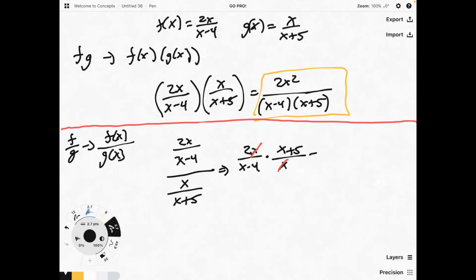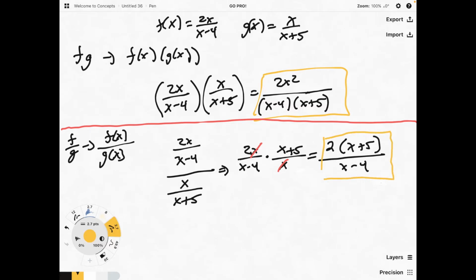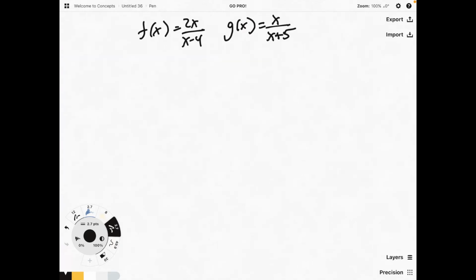And then all we need to do is multiply across. So what we have is 2 multiplied by x plus 5, and then we have in our denominator x minus 4. And this is our answer. Again, pretty simple. All we're doing is substituting the values for those functions and then simplifying. All right, the last thing we need to look at is composites of functions. Let's look at our final example.